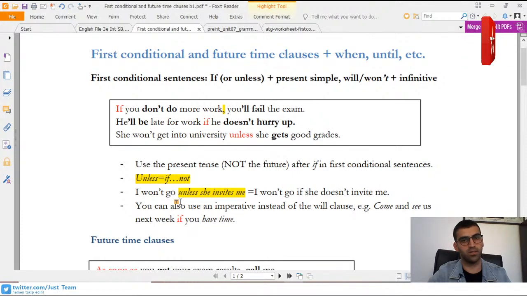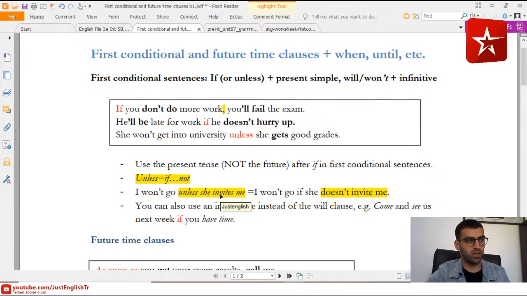In this case we use unless here. I won't go if she doesn't invite me. As you say, doesn't invite me and unless she invites me, they are the same.